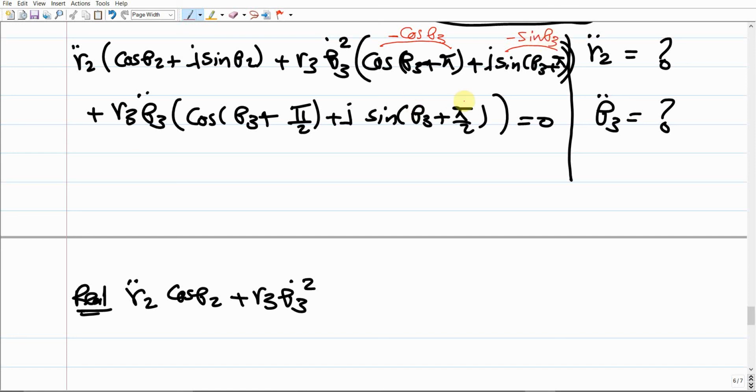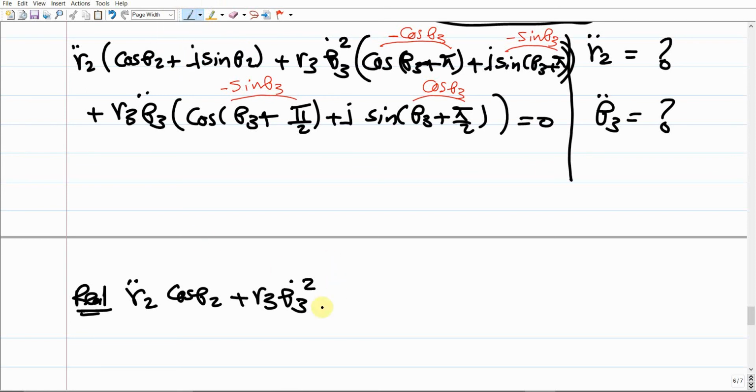But the sine of theta plus pi over 2 gives the cosine of theta 3, and the cosine of theta 3 plus pi over 2 is going to give us the negative sine theta 3. Make sense? Just consider these changes to get rid of the pi or the pi over 2 and carry on.